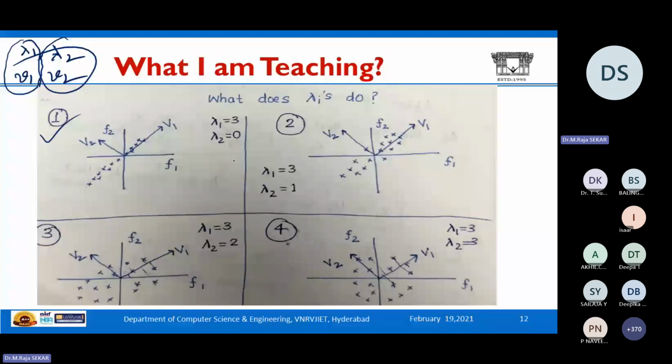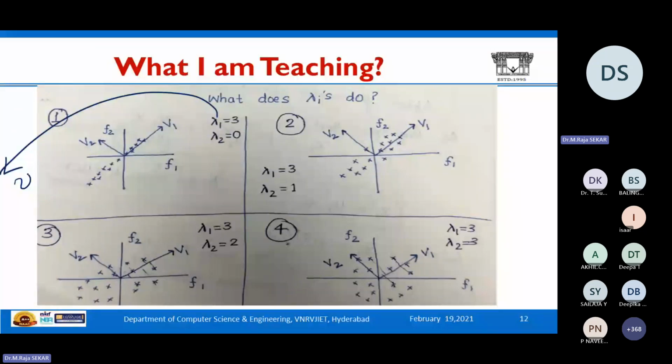In case 1, lambda 1 equals 3, lambda 2 equals 0. Which one has the highest value? Lambda 1 has the highest value. Which one has the lowest value? Lambda 2. Corresponding to lambda 1, I will get an eigenvector v1. Corresponding to lambda 2, I will get an eigenvector v2.